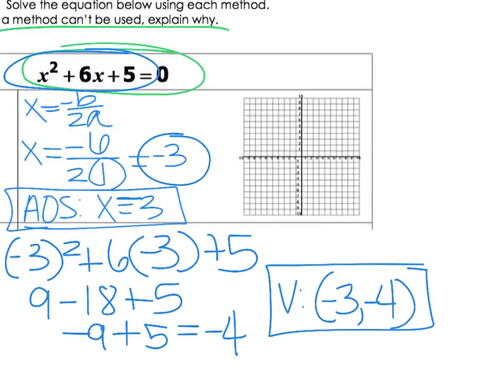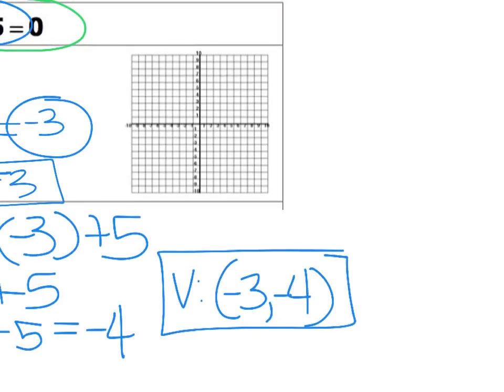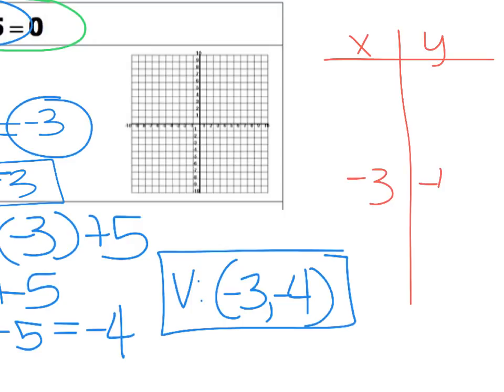So what we want to do is make a table. Making an XY table, we're going to put our vertex in the middle, negative 3, negative 4. We're going to pick 3 numbers smaller and 3 numbers bigger, or let's do 2. Let's start with 2, we just need enough to hit the x-axis. We're going to take each of these x values and plug it back into our original function. We can use our calculator for this.